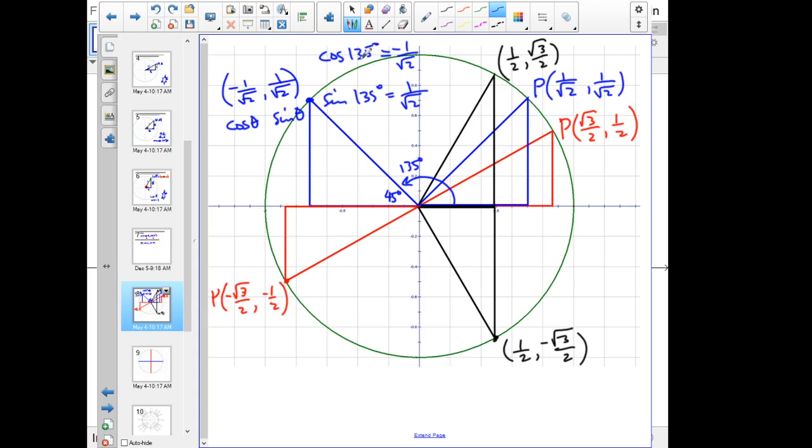Now you could have done this same thing using the related acute angle and the CAST rule. If you want to remember it a different way, the cosine of 135 degrees has a related acute angle of 45 degrees. So the cos of 135 is the same as the cos of 45, except the CAST rule says that cosine is negative here, so it's negative cosine of 45 degrees, which of course is negative 1 over root 2. So these things all relate back to each other.